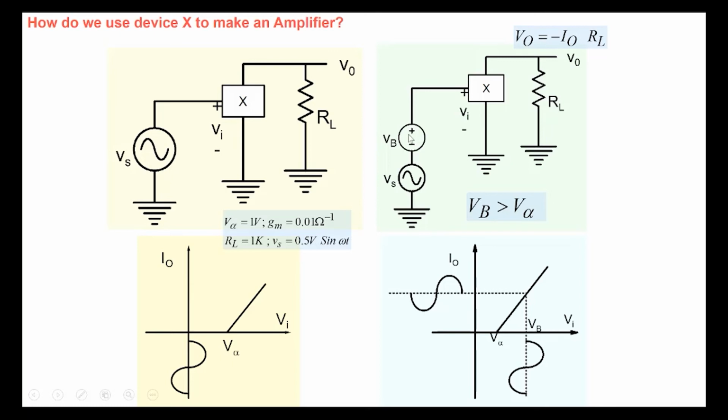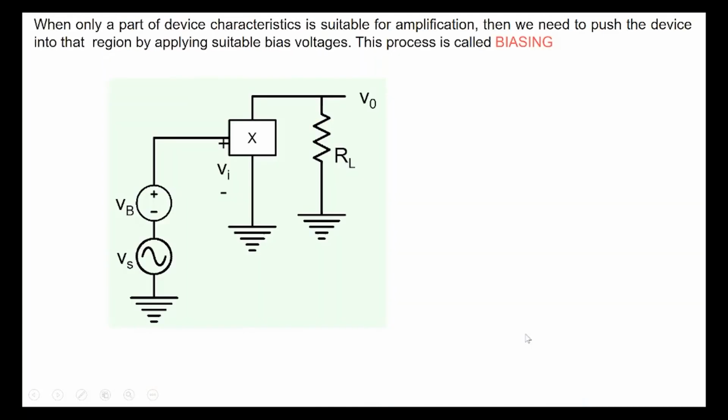provided we have a DC signal which biases my hypothetical transistor at this particular place here. This is an important point: when only a part of the device characteristics is suitable for amplification, we need to push the device into that region by applying a suitable bias voltage here. This process is called biasing. All transistors that we have are non-ideal transistors, so biasing is an essential element of all amplifiers.